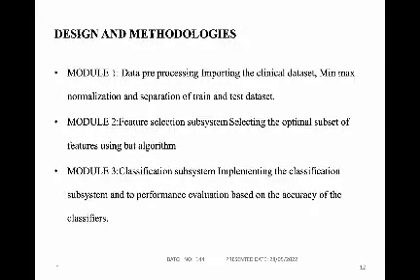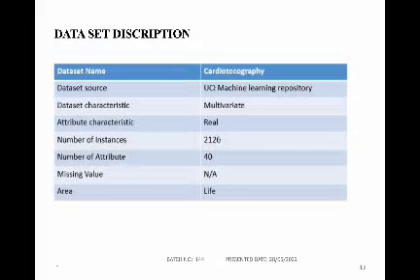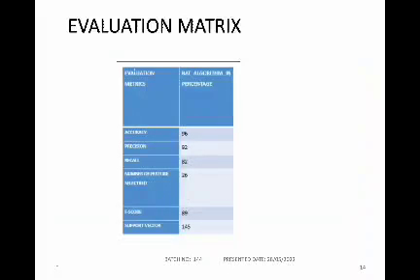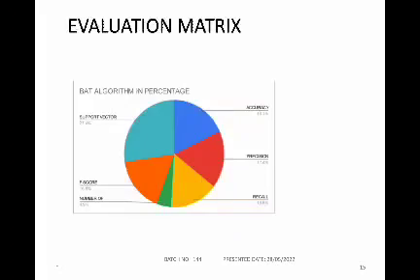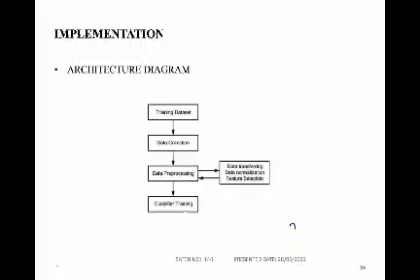Simulation design and methodologies. We talk about methodologies: data processing, implementing the clinical dataset, minimax normalization, and separation of train and test data. Feature selection subsystem: selecting the optimal subset of features using the BAT algorithm. Classification subsystem: implementing the classification subsystem and the performance evaluation based on the accuracy of the classifiers. Next, we look at the dataset description: data source, characteristics, instances, attribute value range, and evaluation matrix.